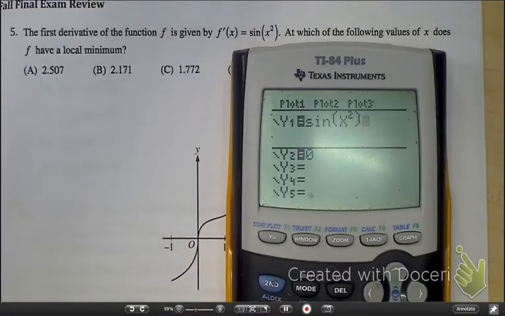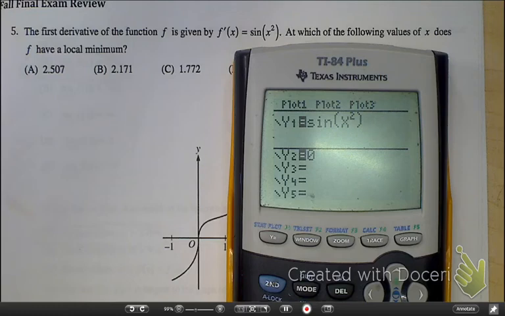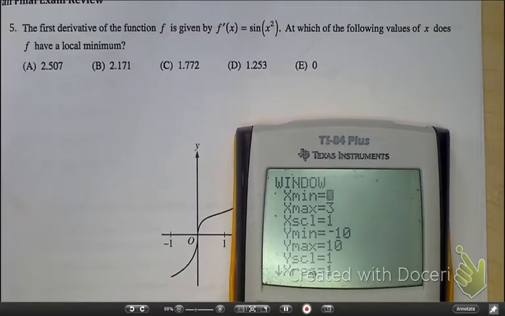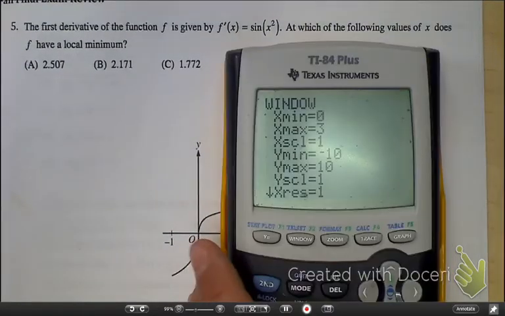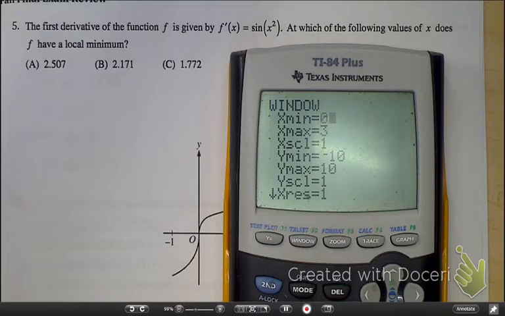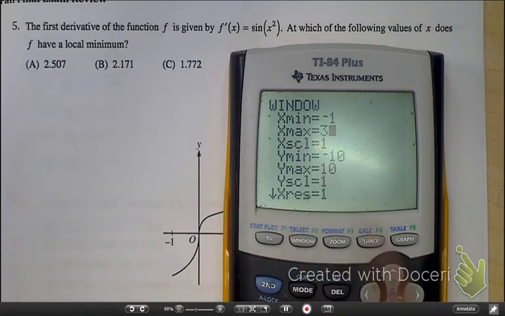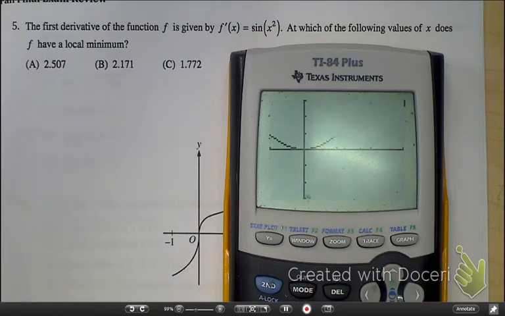It says, at which of the following values of x does f have a local minimum? So I'm going to look at my window, just make sure it looks good. I don't see any negative values in my answers. It goes from 2.5 down to 0. So I'm just going to go from maybe -1 up to 3, just so I can make sure to include everything. Now I'm looking for a local minimum, so I really don't need from -10 to 10. I just need where it's crossing the x-axis. So I'm going to change it from -3 to 3. I'm just trying to zoom in on that x-axis and see what's happening there.